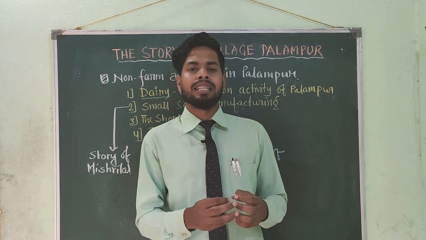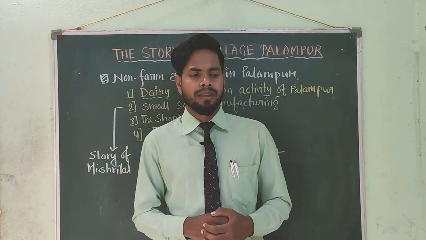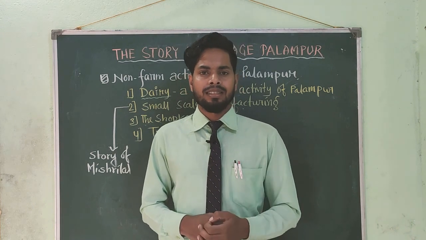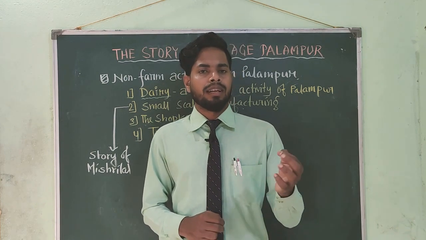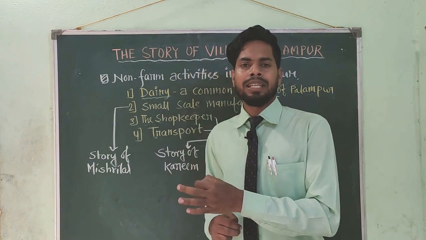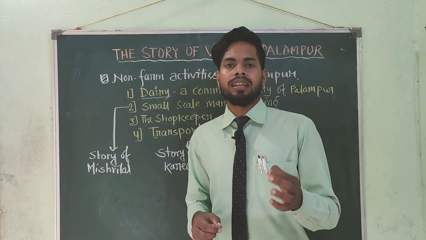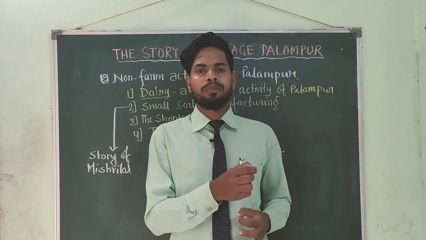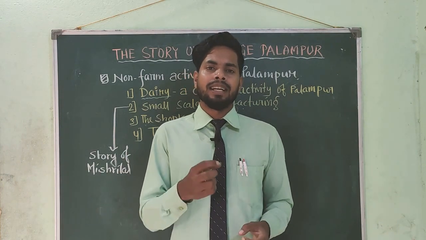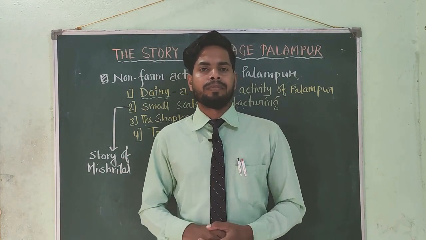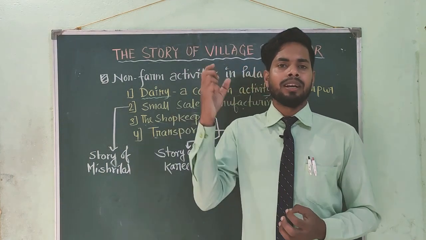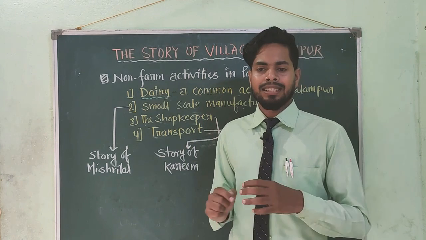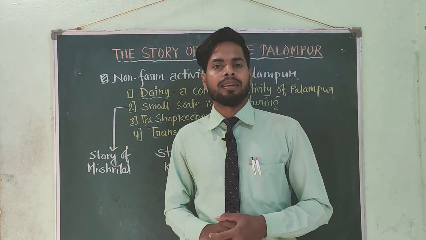Shopkeepers are selling different kinds of items like rice, dal, edible oil, and books, copies, pencils, cloth, erasers, batteries, soap, toothpaste, tea, milk, etc. So they buy from the town and cities and sell in the village market.